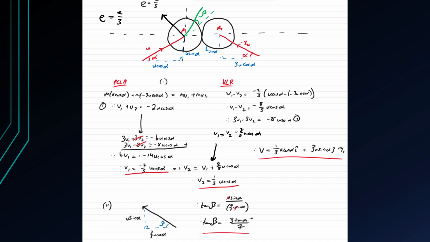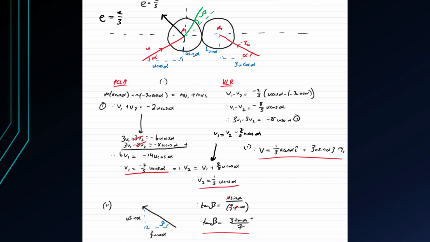So v1 we're given as this one, so this is given as u1 as well. As you can see, it's minus 7/3, so it is actually traveling outboard. So the velocity therefore is 1/3 u cos alpha i plus 3u sin alpha j for this one. This is actually the answer for part 1. Part 2 is down here.